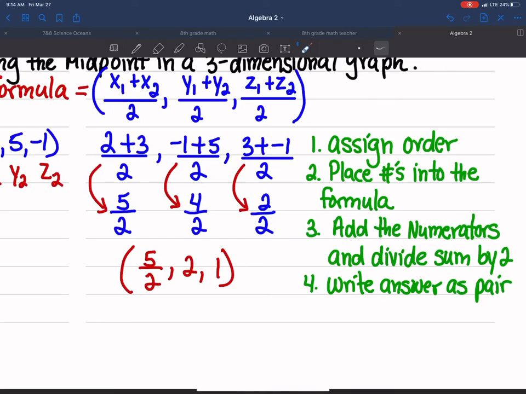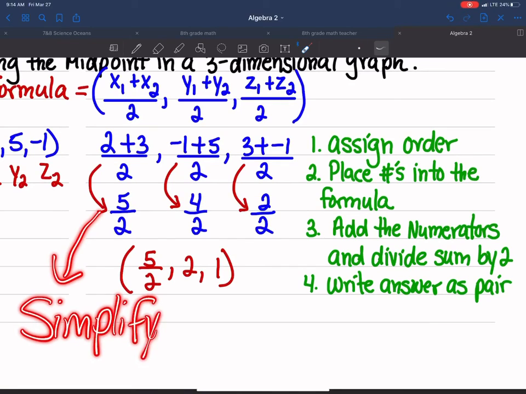Okay, so then we have 3 plus a -1, which is the same as saying 3 minus 1, which would be 2. Good job. Okay, so now we're going to put them over 2. So I'm going to have 5 over 2 here, then I have 4 over 2 and 2 over 2. Now, it is always best to simplify. Simplify if possible.